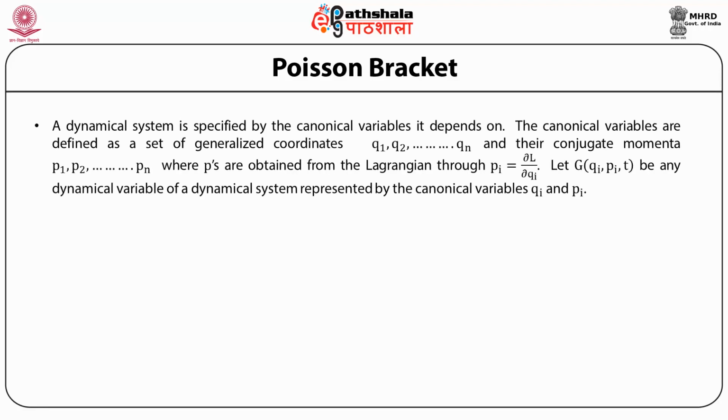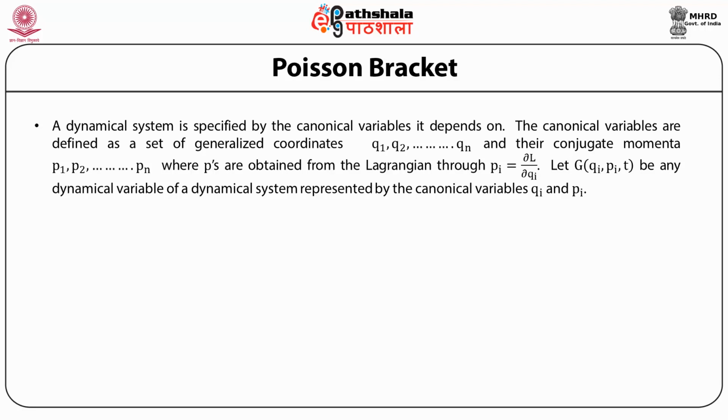A dynamical system is specified by the canonical variables it depends on, namely the generalized coordinates q1, q2, ..., qn, and their conjugate momenta p1, p2, ..., pn, where n is the number of degrees of freedom. So a dynamical system is specified by giving its conjugate coordinates and conjugate momenta, where the conjugate momenta are obtained, as we know already, from the Lagrangian through the relation that pi is the partial derivative of the Lagrangian with respect to the generalized velocity qi dot.